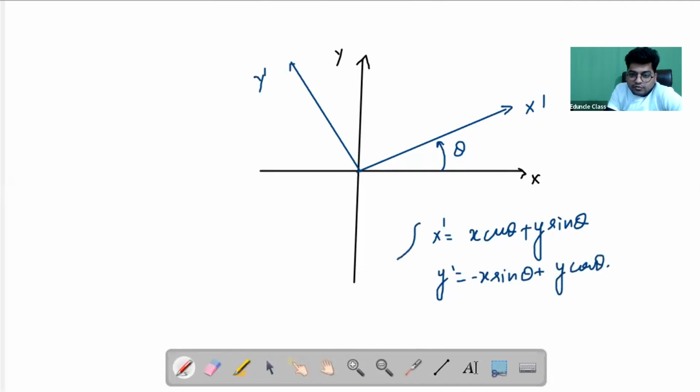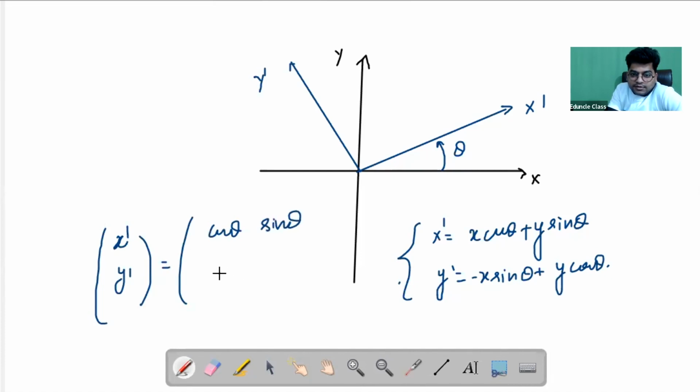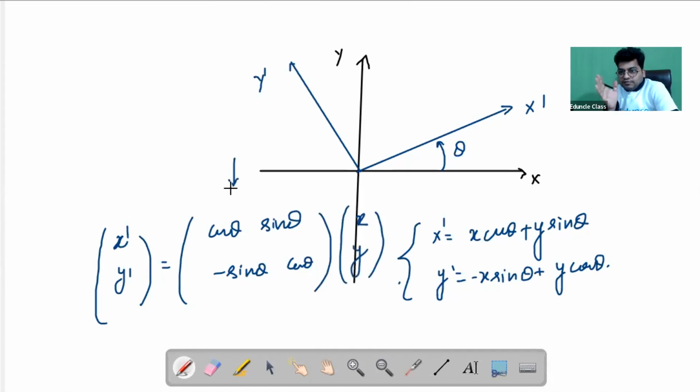Yes or no? So x dash, y dash is nothing but the matrix cos theta, sin theta, minus sin theta, cos theta, times xy. So this matrix is called the rotation matrix. What does the rotation matrix do? If you have a coordinate system xy with respect to the x-axis, y-axis, but you see the same coordinate with respect to x dash y dash. From here it is going up, the first quadrant. With respect to xy, this is the first quadrant. If you take x dash y dash, this is the fourth quadrant. Yes or no?